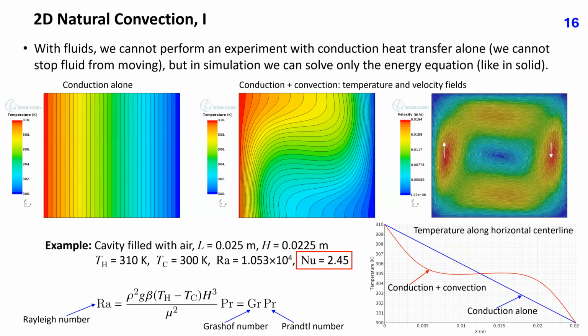The ratio of heat fluxes with and without convection is called Nusselt number, and in this case it amounts to 2.45. Natural convection flows are characterized by Rayleigh number, Grashof number, and Prandtl number, which is a fluid property. The Rayleigh number given by this expression is equal to the product of Grashof number and Prandtl number. In this particular case, Rayleigh number is equal to 1.053 times 10 to 4.